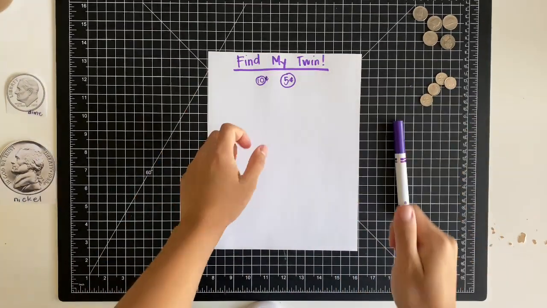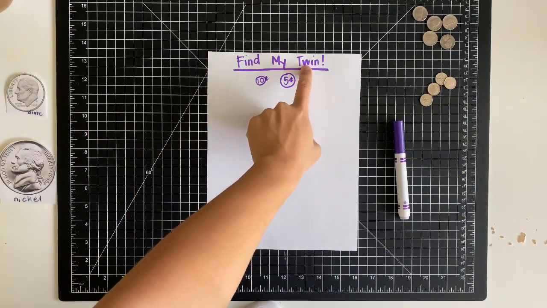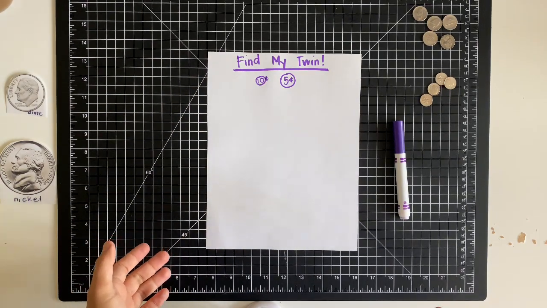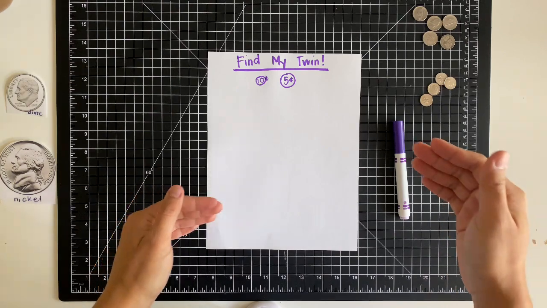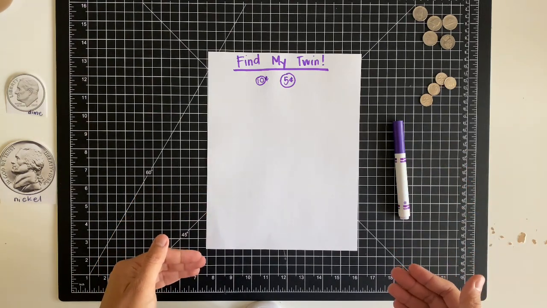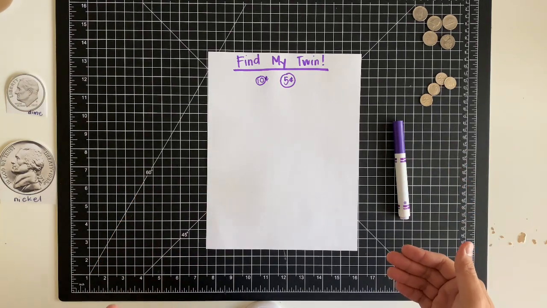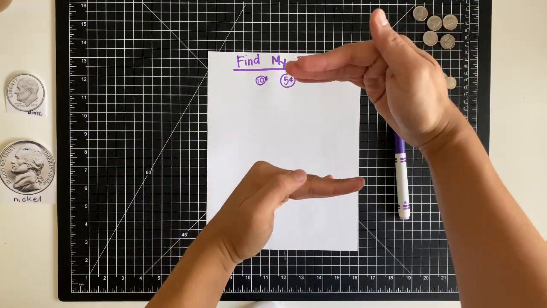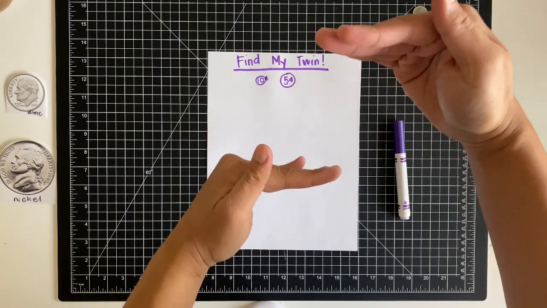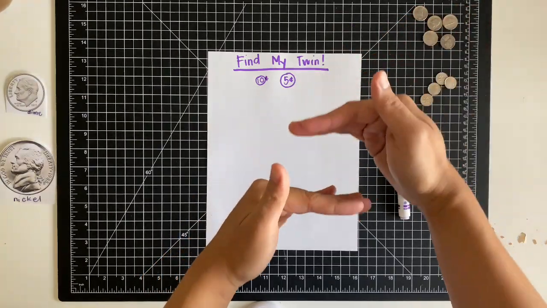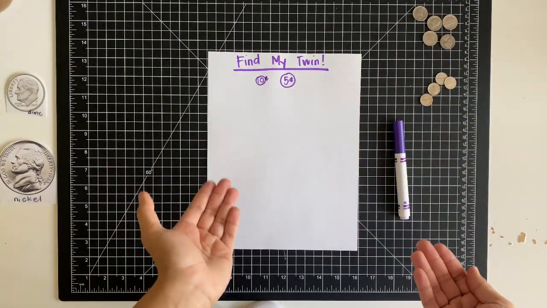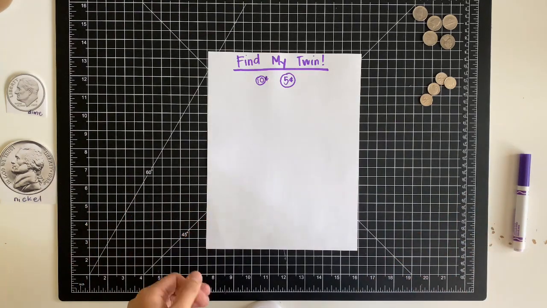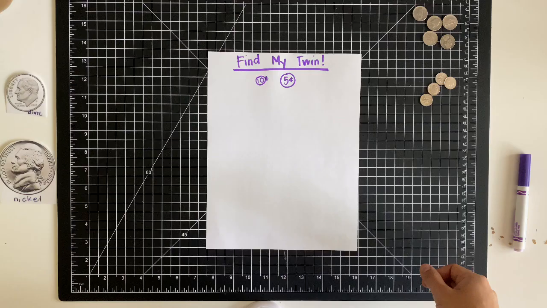Okay, friends, let's play our game of Find My Twin. The objective, or the goal of the game, is for students to find the same cent value using a group of nickels and a group of dimes. So you have to find the equal cent value. Let's do some practice first before we play the game. Let's just add some coins up together to find the cent value.